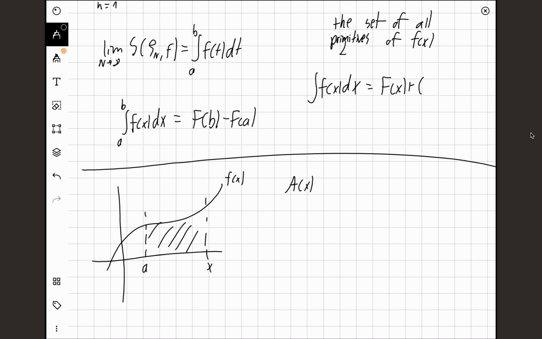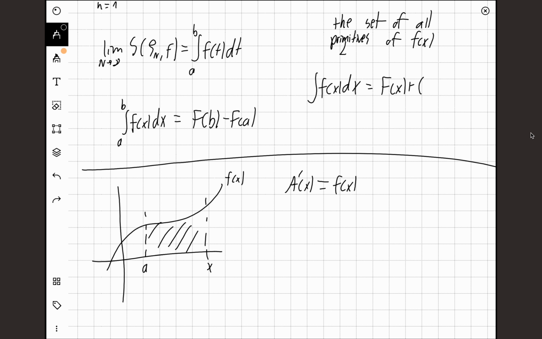This function a of x just finds the area under this function. I want to have a mental game where I have a function like this. I don't know exactly how it has to look, but I have a function like this, and I want to see why on earth the derivative of this function has to be my function f of x. Why would the derivative of this function have to be my function f of x?